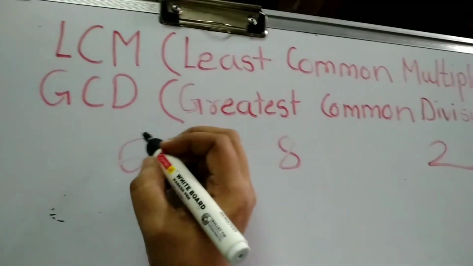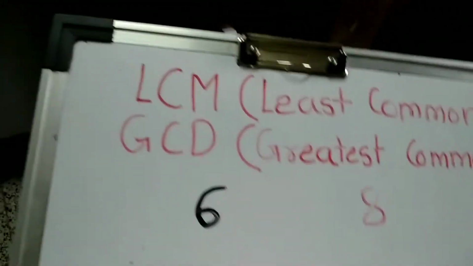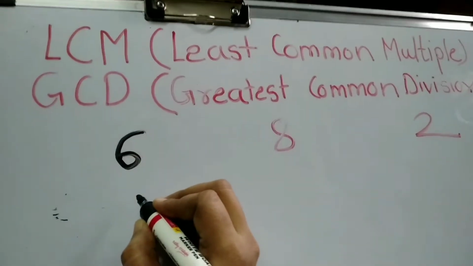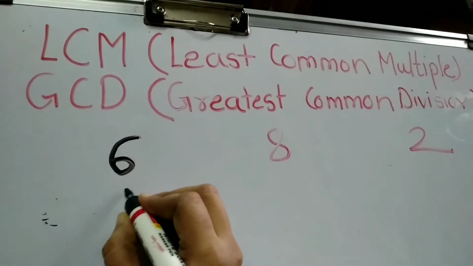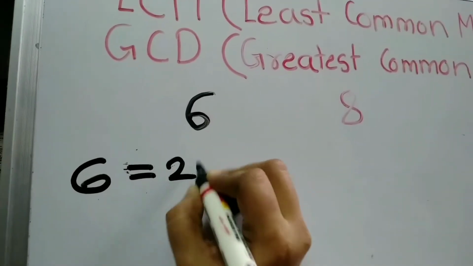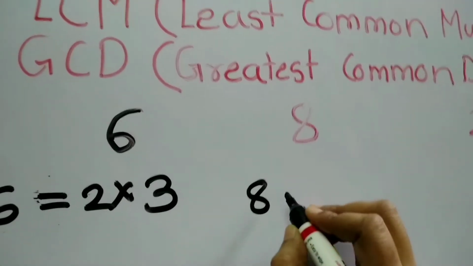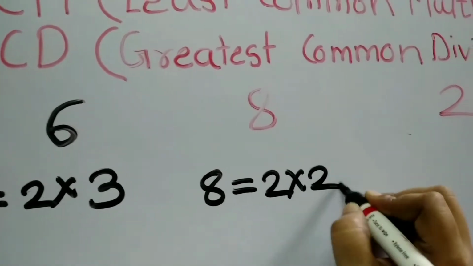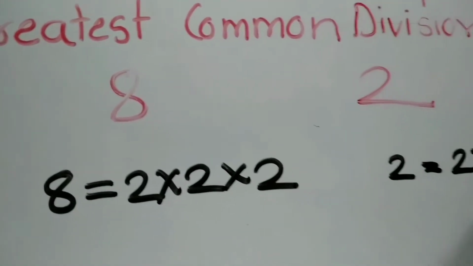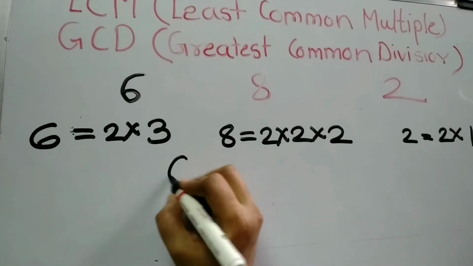Now we have three values, 6, 8, 2. To find out an LCM and GCD, we'll first find out the factors of all these three values. So, as we all know, 6 is equal to 2 into 3, right? Similarly, 8 is equal to 2 into 2 into 2. 2 is equal to 2 into 1, right?